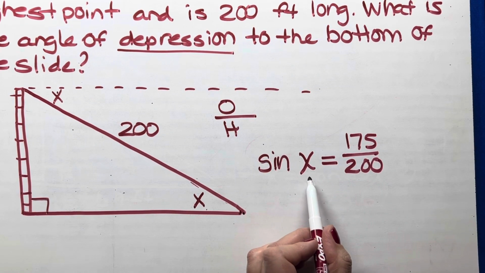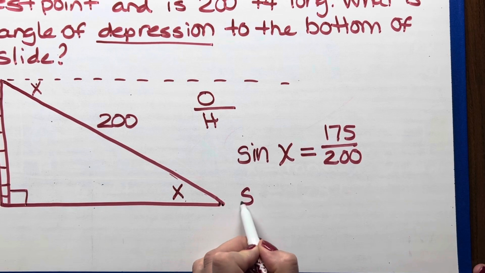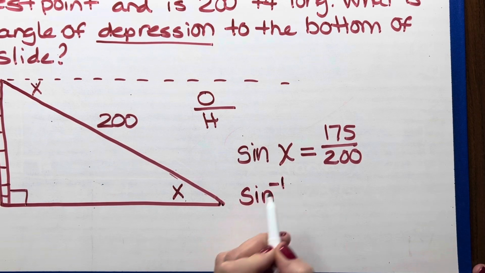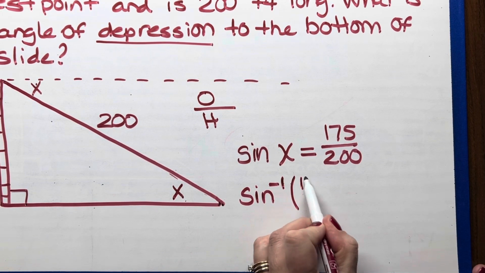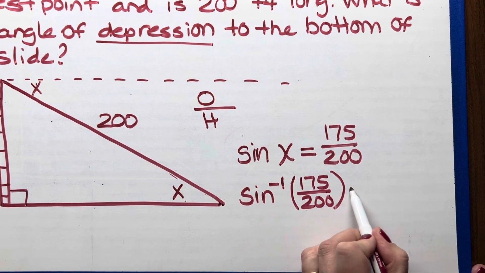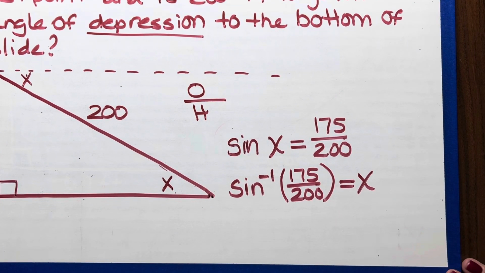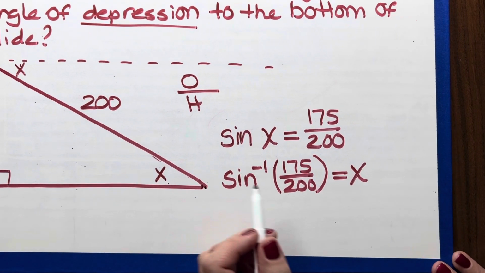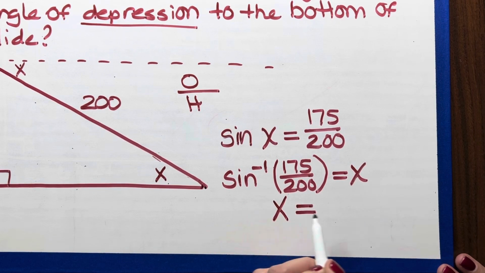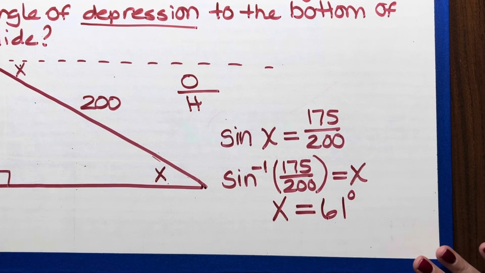When we don't know what the angle is, we have to use our inverse trig function. So on your calculator, it will look like this. Use the inverse or second button. And then we are going to plug in what the ratio is so that our calculator will tell us what this angle is. So I'll give you a moment to do that and we will round it to the nearest degree. So that means the angle is 61 degrees.